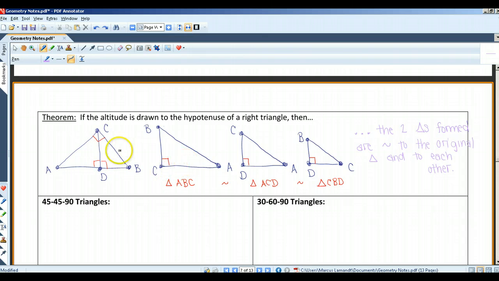The two triangles it splits it into, this triangle and this triangle, are similar to each other, and they're both similar to the original triangle. So if you guys can see, when you draw the altitude, you actually have three triangles. You have the big triangle, ABC, the medium triangle, ACD, and the small triangle, CBD. All three of these triangles are similar to each other.